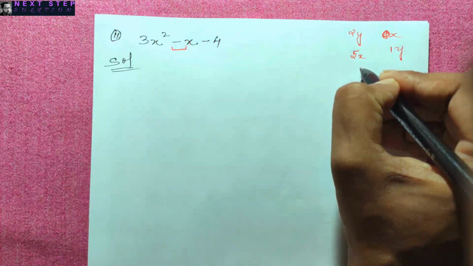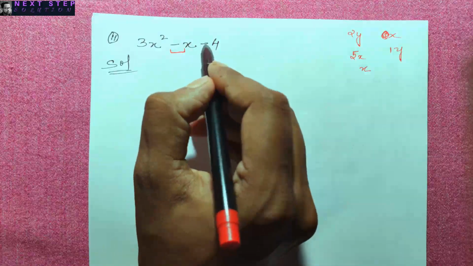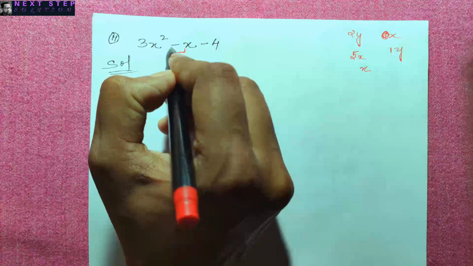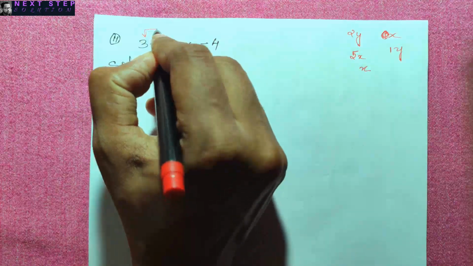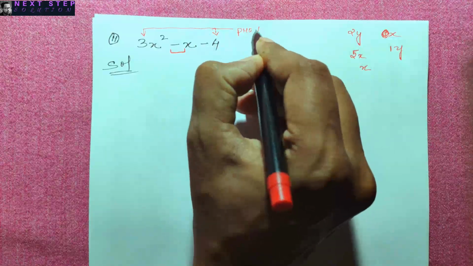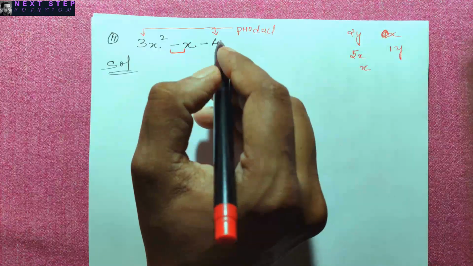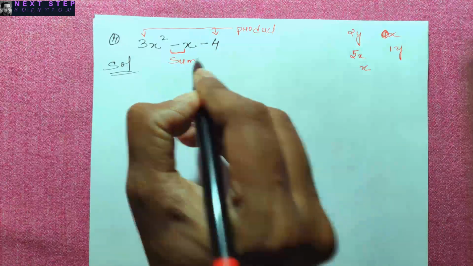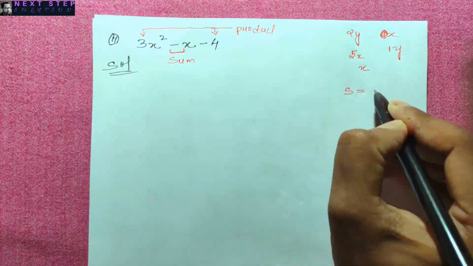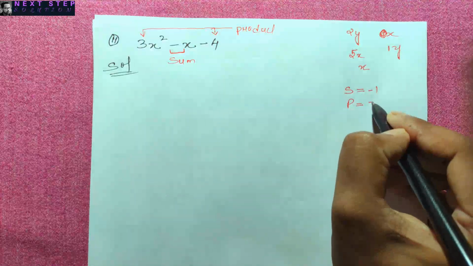But if I have only 1x, you can directly write it as x, which means 1x. Now here we have negative 1x minus 4. The sum is minus 1 and the product is 3 into minus 4, which is minus 12. So here we have sum as minus 1 and product as 3 into 4, which is minus 12.